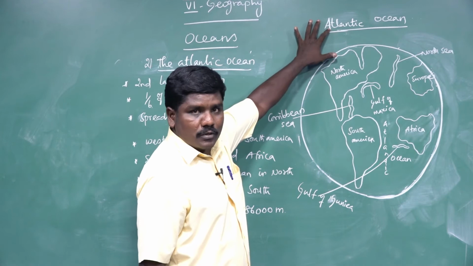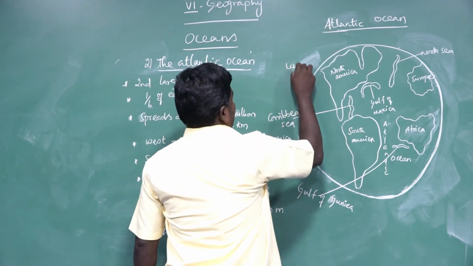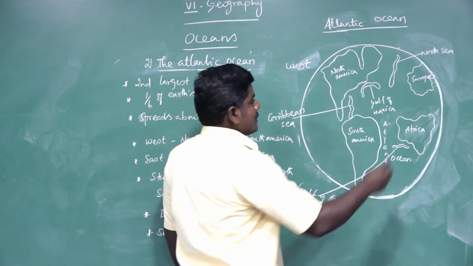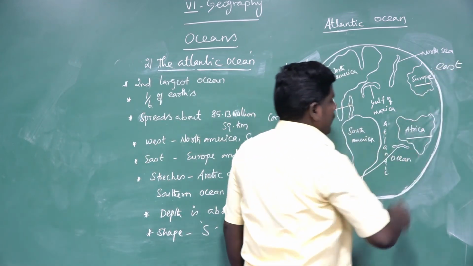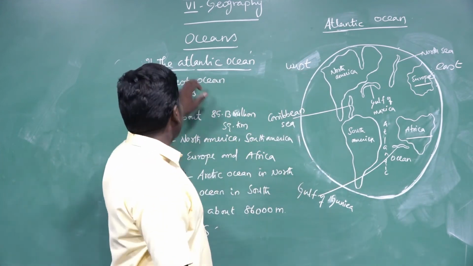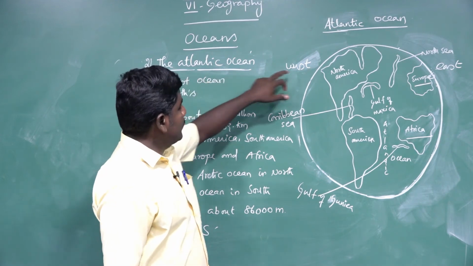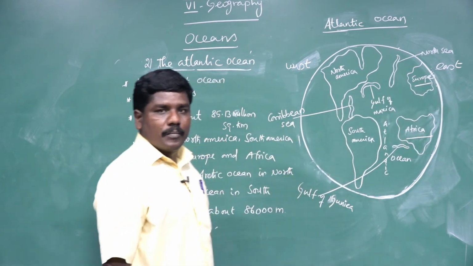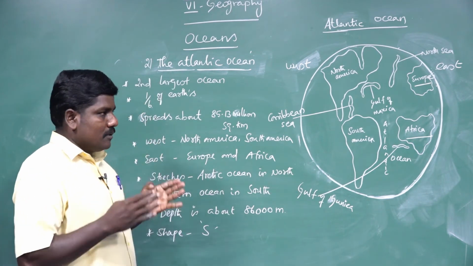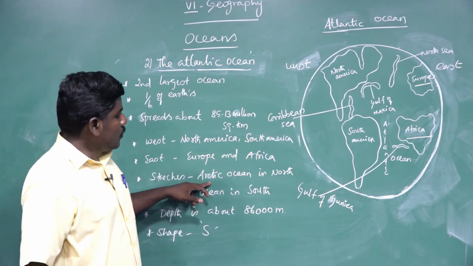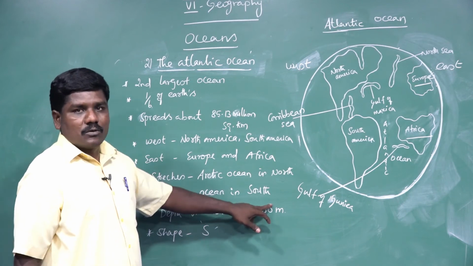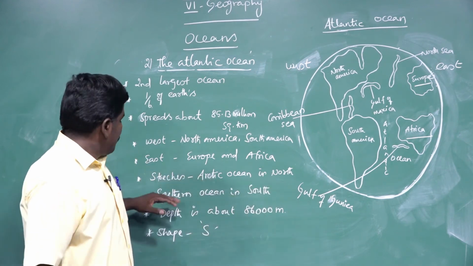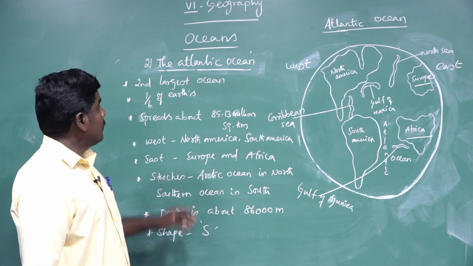The bounded areas of the Atlantic Ocean: on the west side, North America and South America, and on the east side, Europe and Africa. The Atlantic Ocean stretches from the Arctic Ocean in the north to the Southern Ocean in the south.